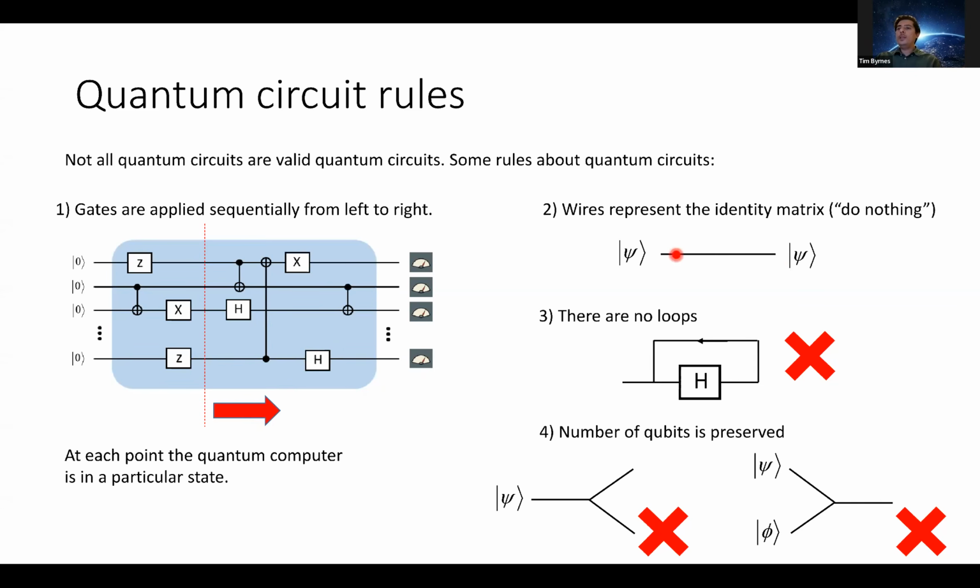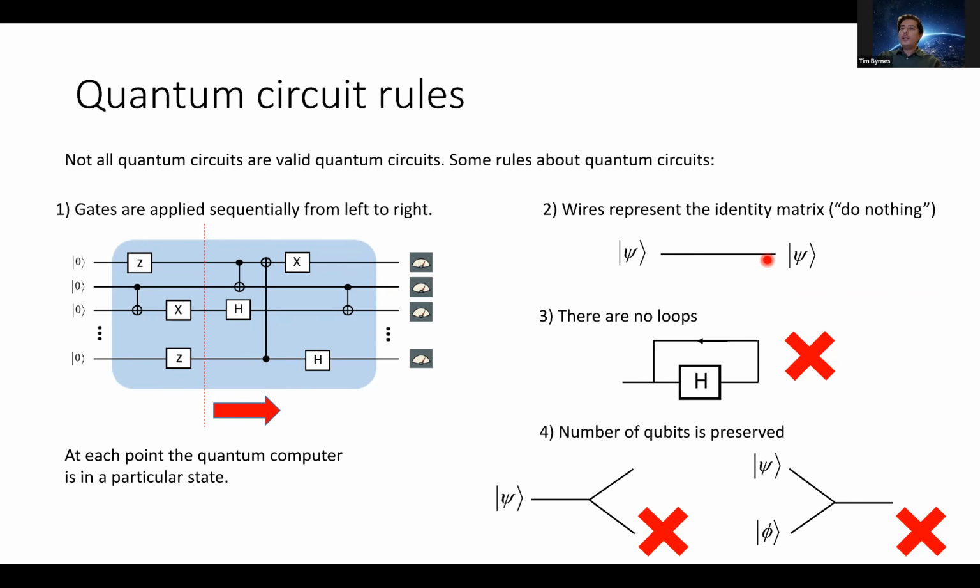Second thing is that these horizontal wires, these black lines, if there's nothing there, basically nothing happens. You can think of this as just being an identity matrix. Whenever there's no gate here, there's basically no operation on it. In other words, you can just have an identity matrix for that step.